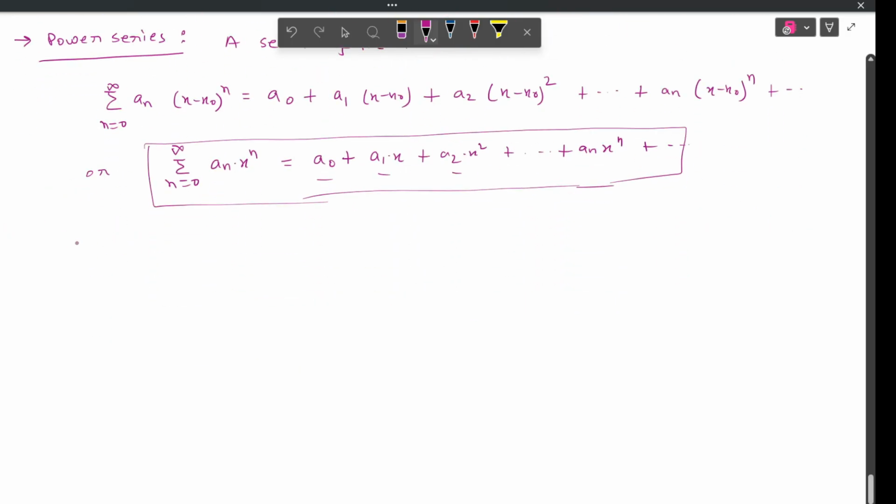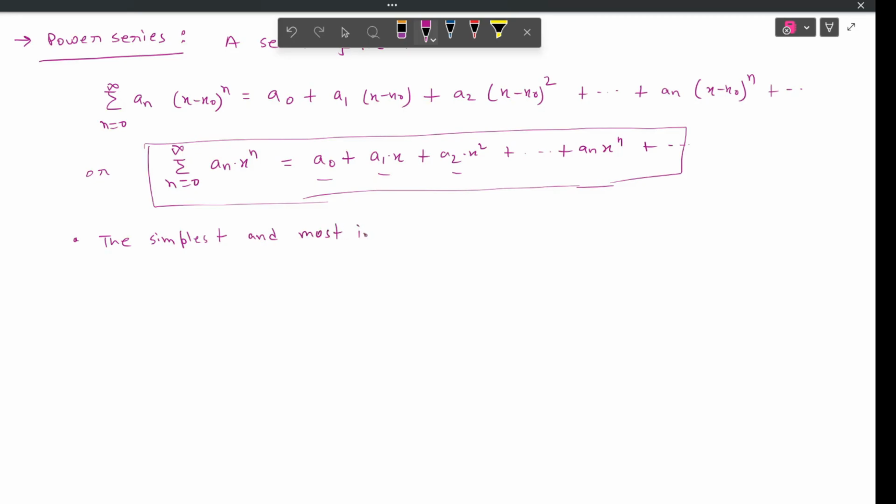And from this we can conclude that the simplest and most important power series is the geometric series. It's also a power series, okay, where all the coefficients are 1. So 1 plus x square, there is a geometric series where all the coefficients are 1.